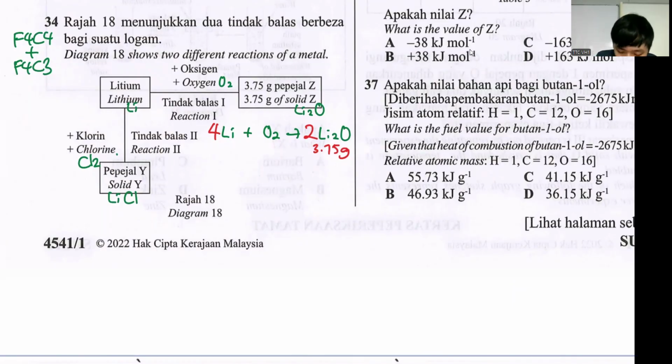So of course, you find the number of moles per step of the lithium oxide, which is the mass of 3.75 gram divided by the molar mass. Molar mass is 2 lithium, 2 times 3, 2 times 7, sorry.